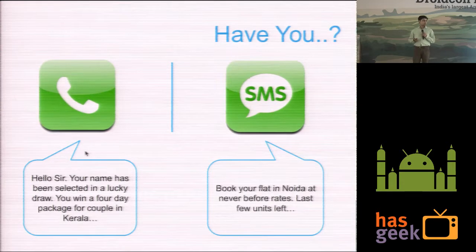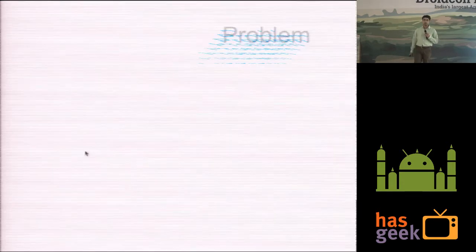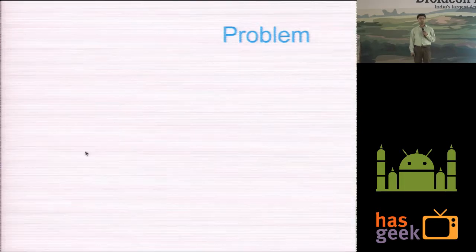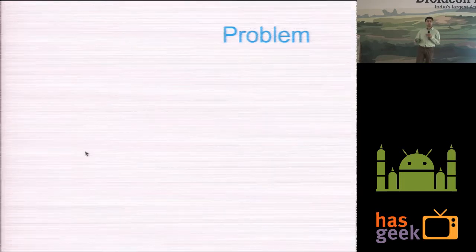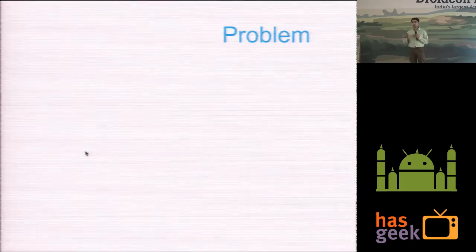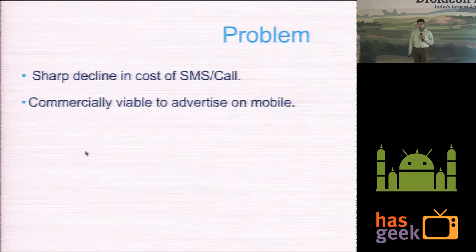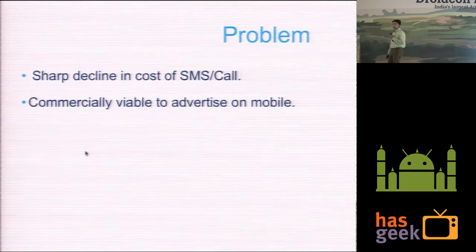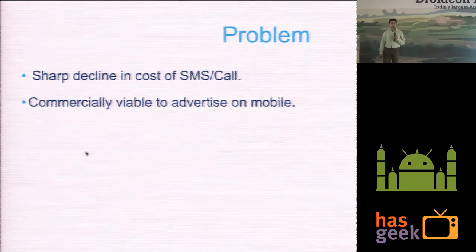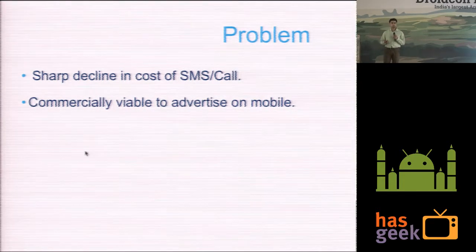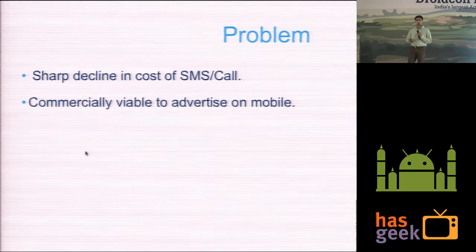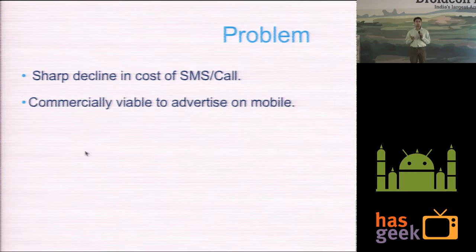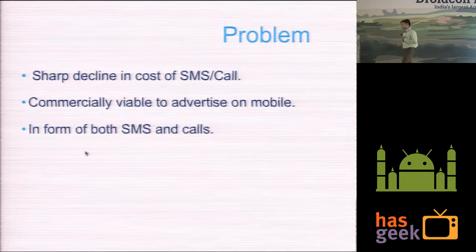Now, the problem started with the mobile revolution in India, when the rates of call and SMS came down drastically, so that it was economically viable to send spam on mobile. Spam on email you can safely ignore because it does not bother you as much. But mobile demands your immediate attention. So I think spam on mobile is the most bothersome of all problems.